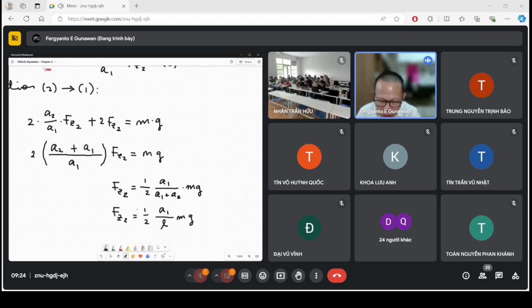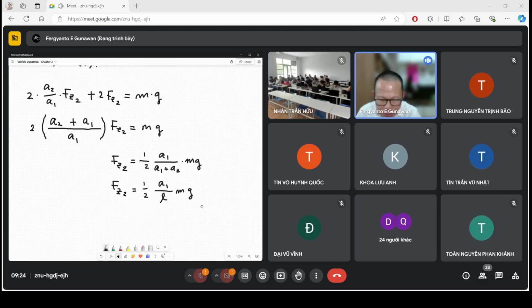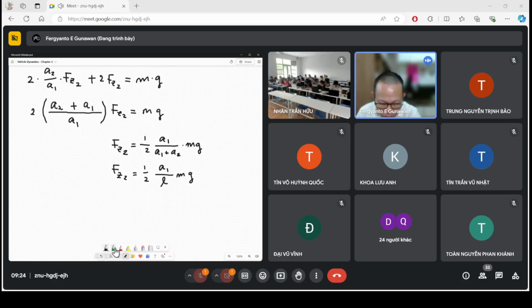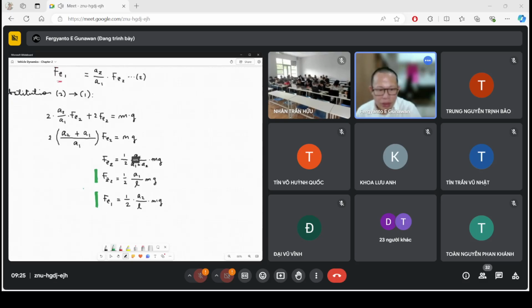So this is the force when the car is not moving. When the car is not moving, we have this force, right? This is one of the important equations for today. And the next important equation, I think you can guess: the force on the front wheel when the car is not moving equals a2 divided by L multiplied by m and g, right? So these are the two important equations that we obtained today.